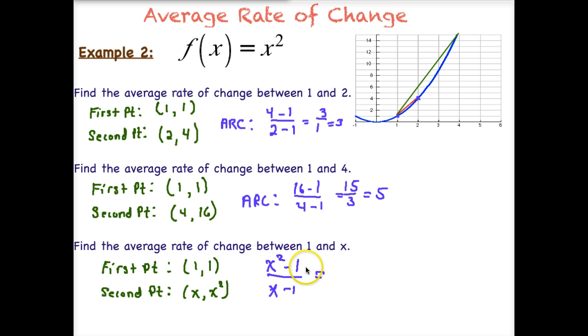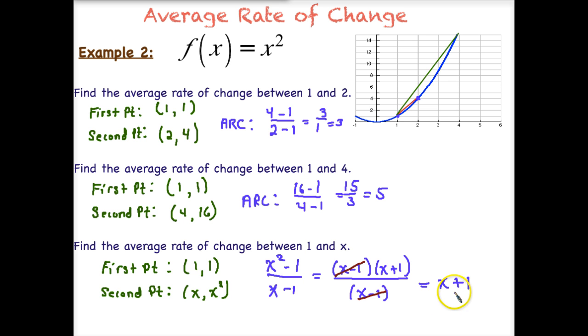Let's simplify this a little bit because this is difficult to work with. So look at x squared minus 1. Hopefully you remember that that's a difference of squares. x squared is a perfect square, and so is 1. We can factor that into x minus 1 and x plus 1, and that's all over x minus 1. Now let's go ahead and simplify. x minus 1 and x minus 1 cancel, and we're left with a generic equation of x plus 1.